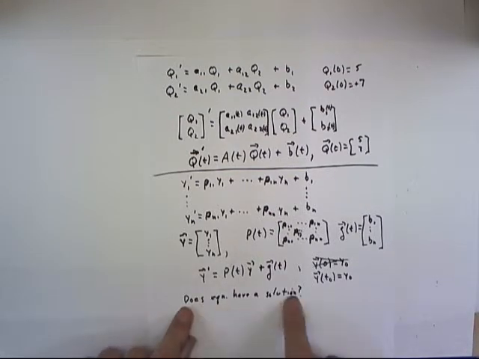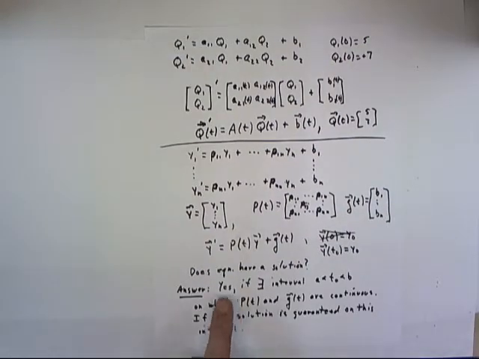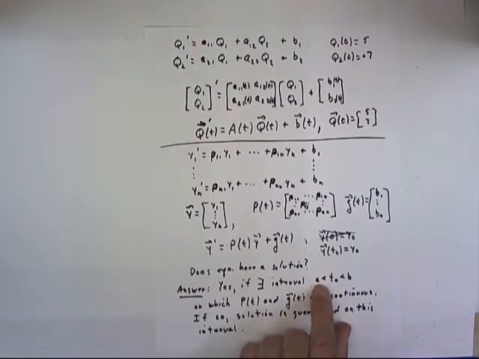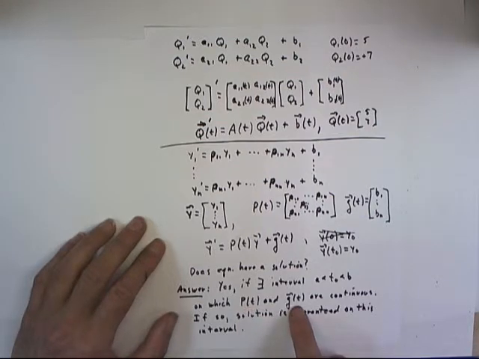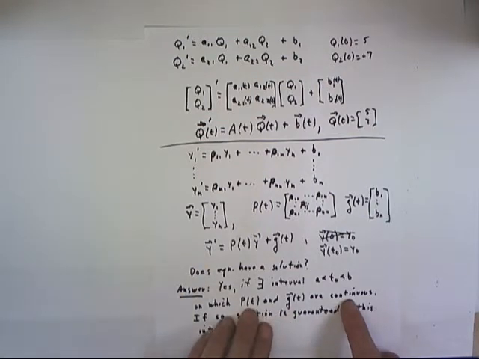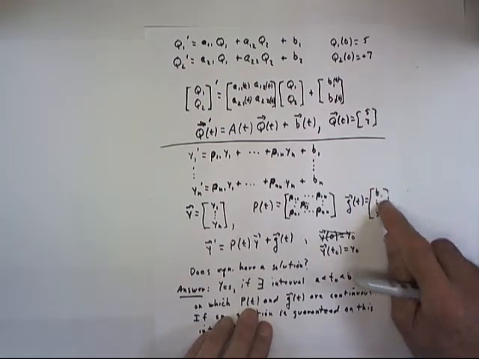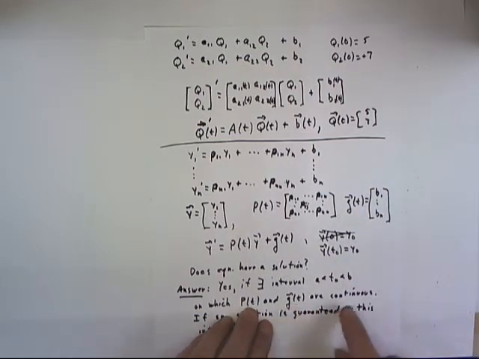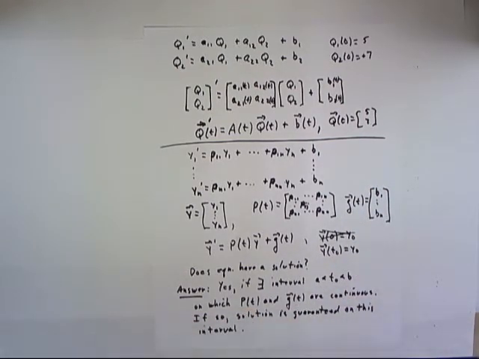So we can pose the question, does a given equation have a solution? The answer to this question is yes, if there exists an interval around t0, an interval from a to b with t0 inside that interval, and on that interval p of t and g of t are continuous, and of course that means that all the pij's and all the b1 through bn of the g function are continuous on that interval. If that's the case, a solution is guaranteed on this interval.